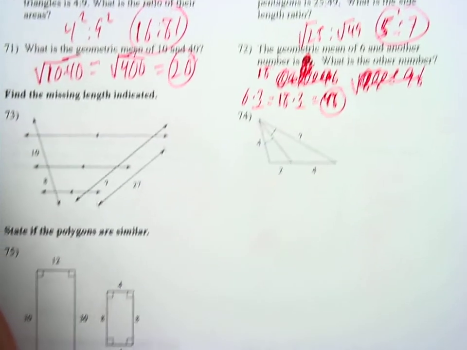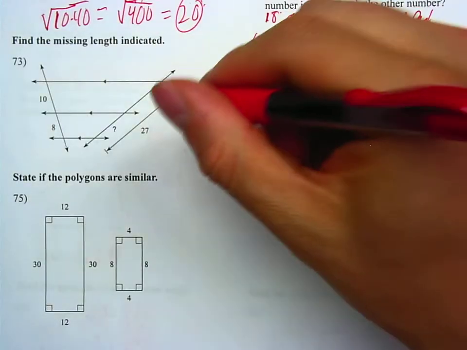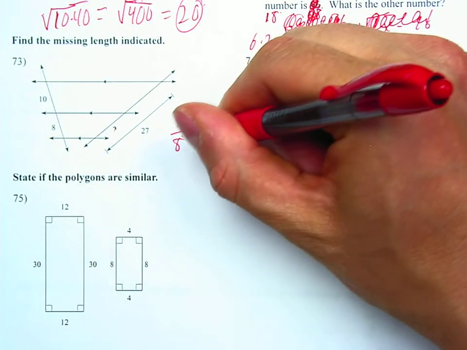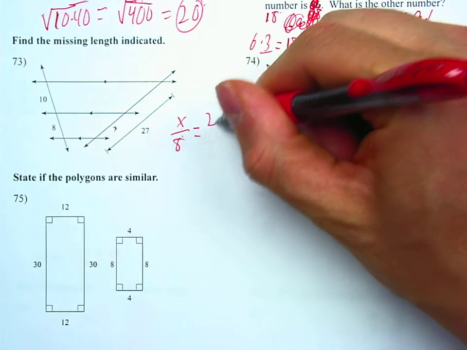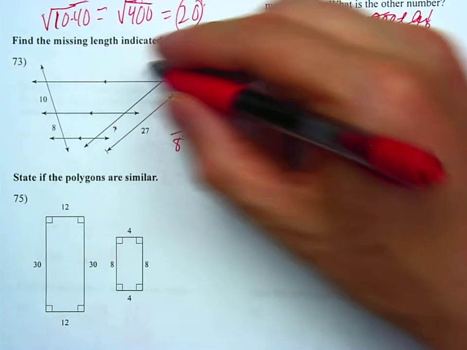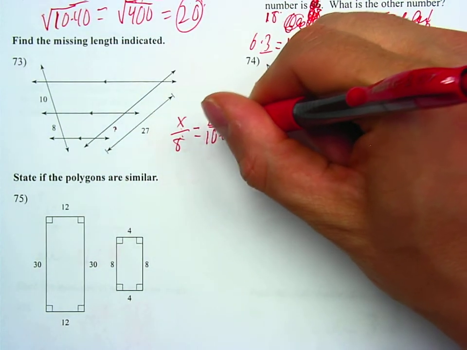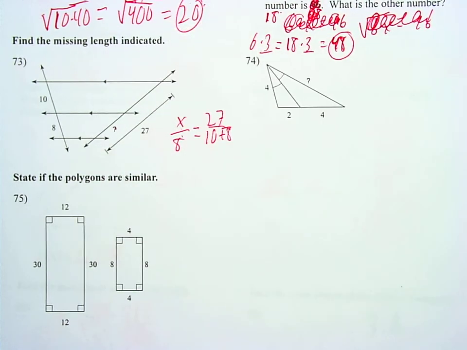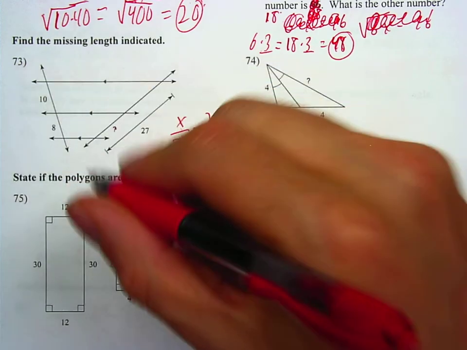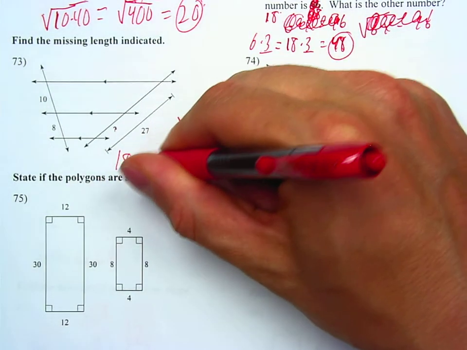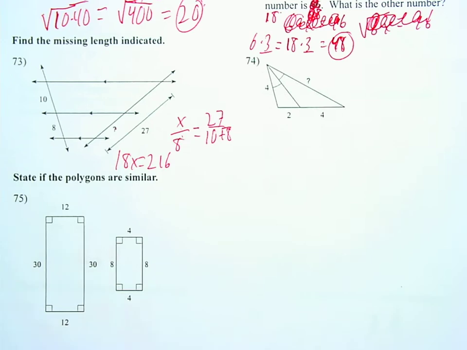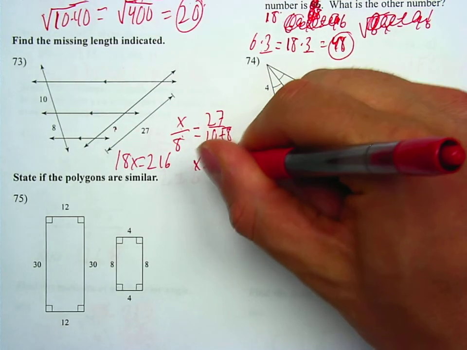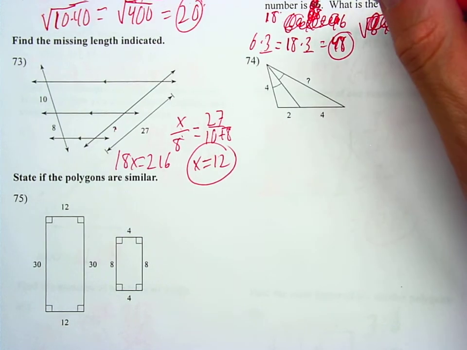All right, question 73. So this is my side length, x. It goes with 8. Now this 27 doesn't go with the 10. It goes with the entire length there, 10 plus 8, 18. I'm going to take 18 times x and then 8 by 27. So 18x is equal to 216. And dividing 216 by 18 is going to yield 12 for my answer.